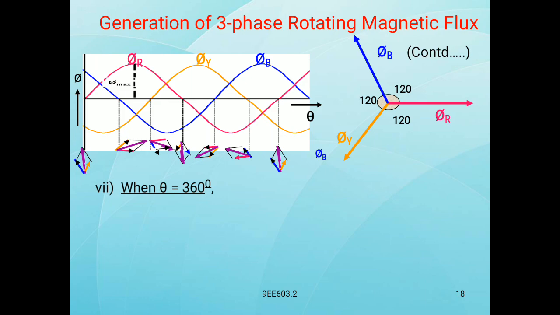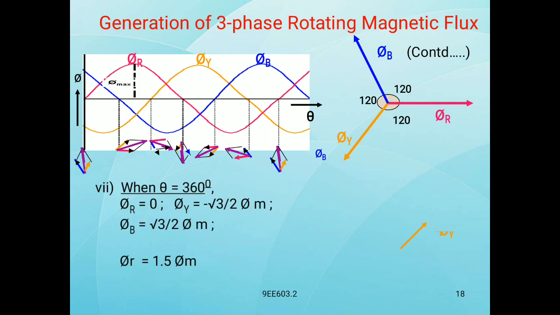And theta is equal to 360 degrees. When theta is equal to 360 degrees, φr is 0. What about φy? φy is minus root 3 by 2 φm. What about φb? That is plus root 3 by 2 φm. The resultant is, see here, resultant flux is 1.5 φm.